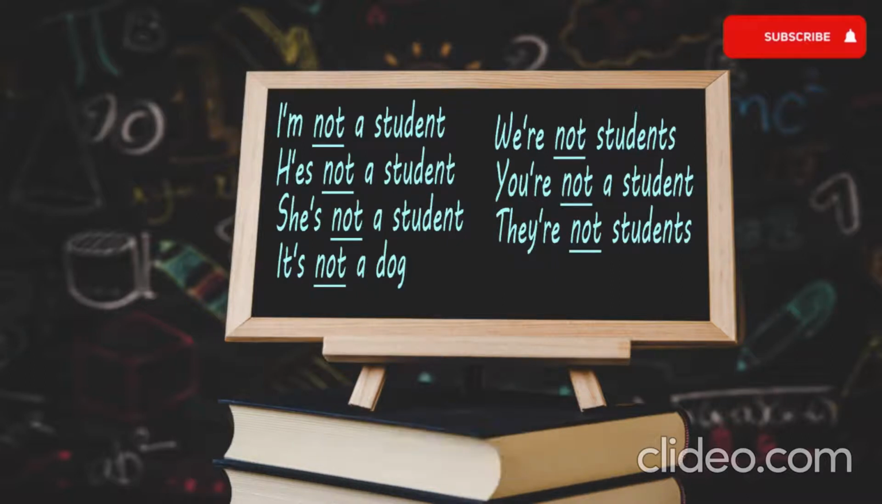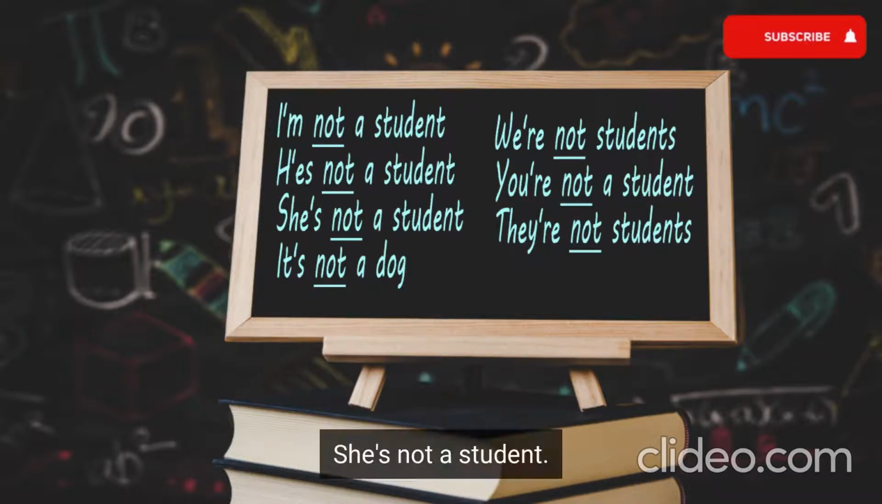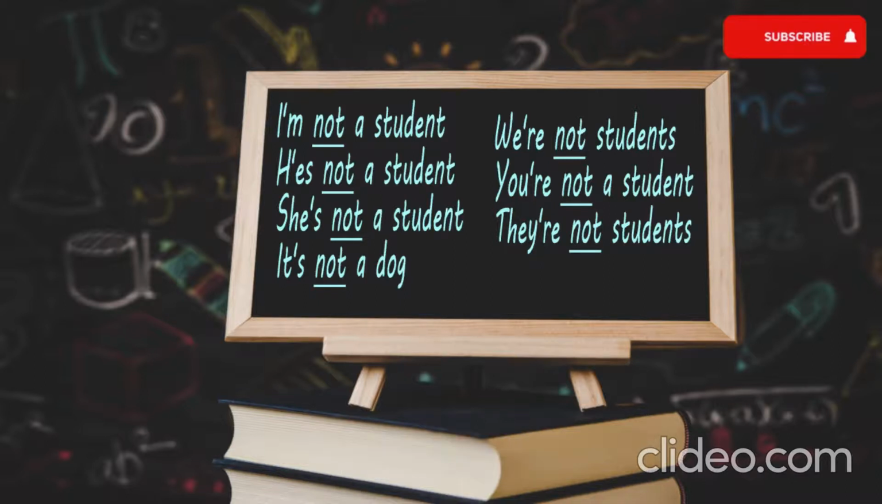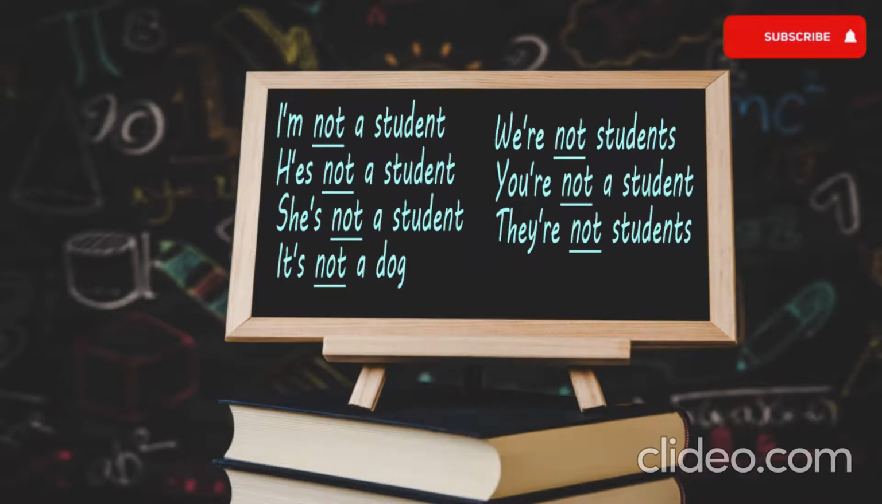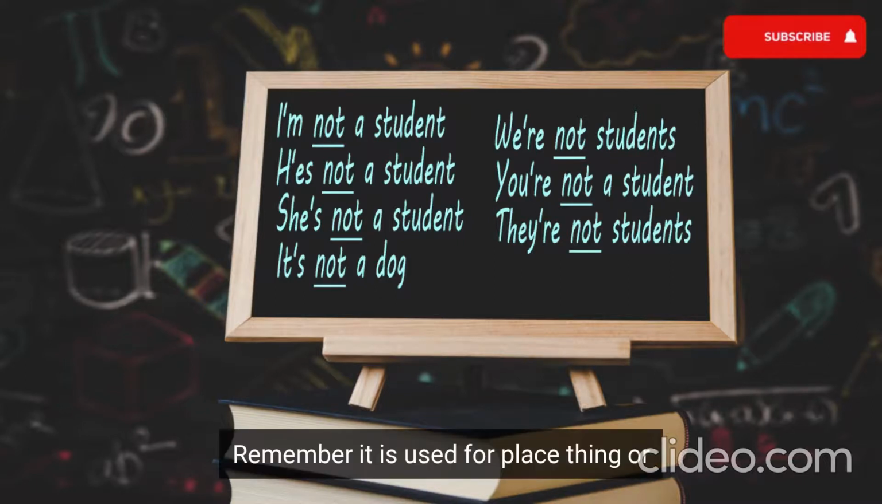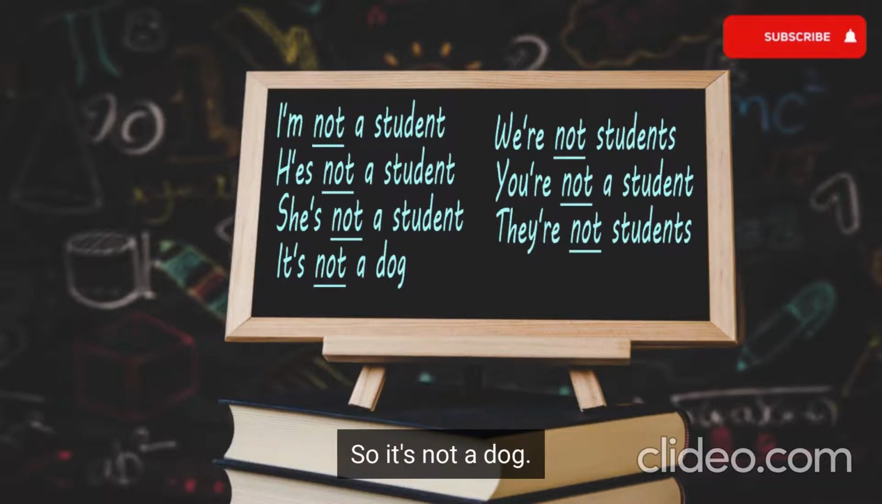He's not a student. She's not a student. It's not a dog. Remember, it is used for place, thing, or animal. So, it's not a dog.